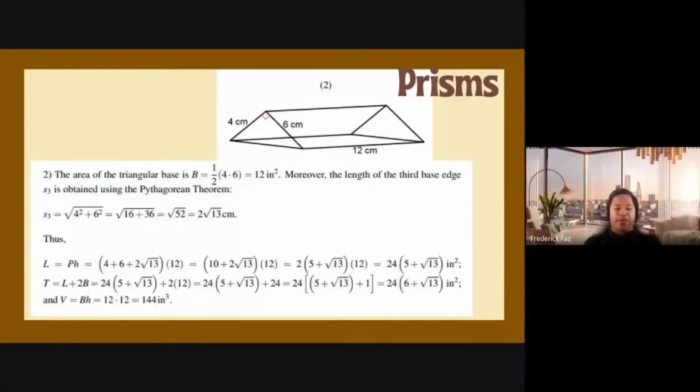Then, we have here the total surface area, the lateral area, plus 2B, which is equal to the area of 2 bases po. So we have 24 times the quantity 5 plus square root of 13, so ito po yung lateral area, plus yung area ng base, 2 times 12. So yan po.